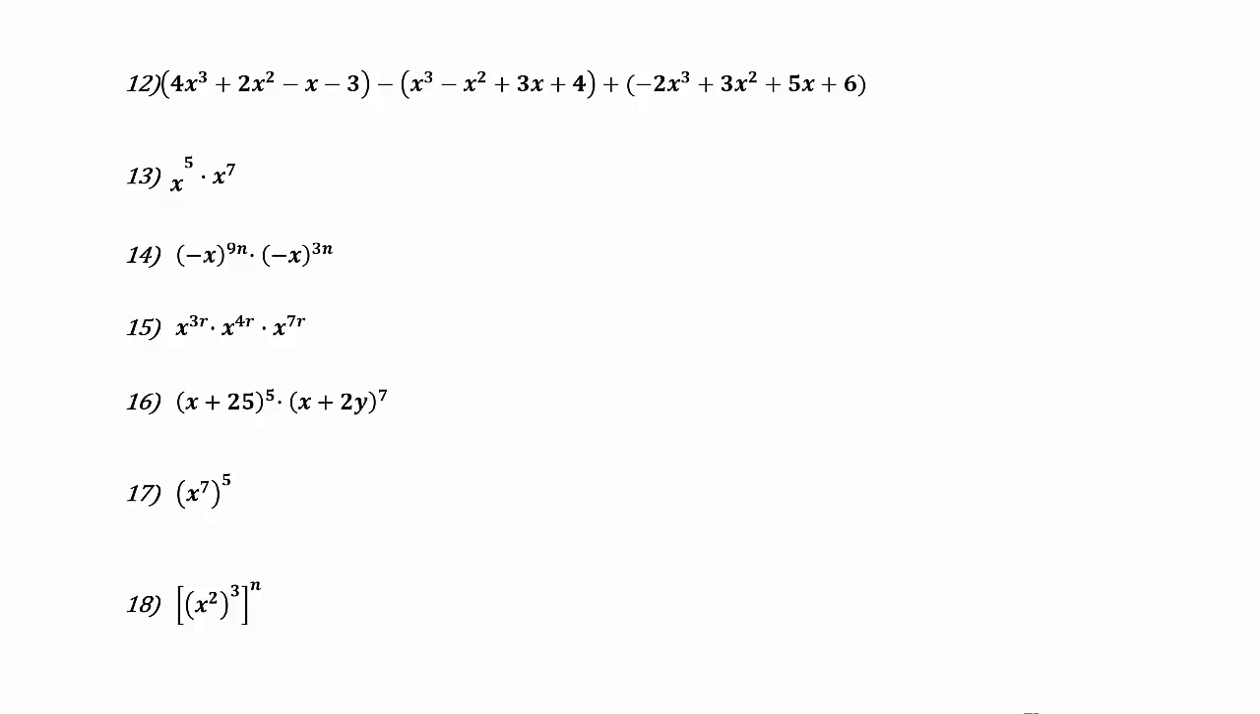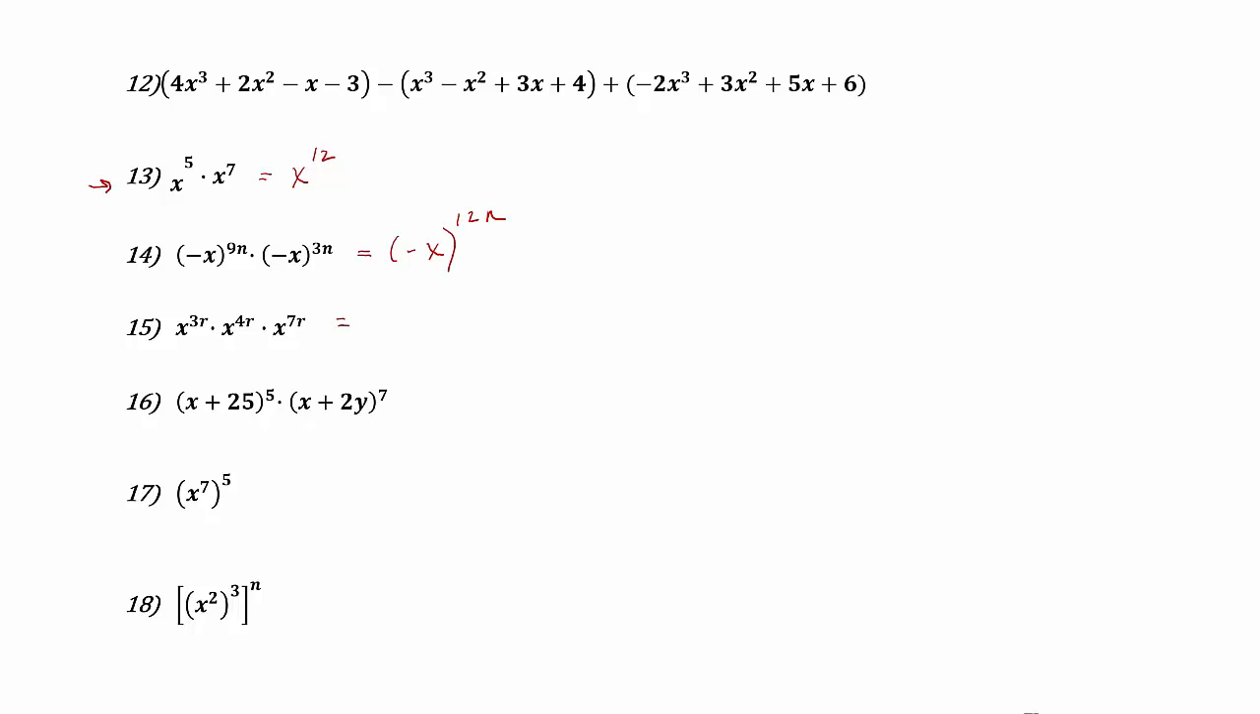For this next problem, we're multiplying, and our bases are the same. So we can say x to the 5th times x to the 7th is x to the 12th. We add our exponents. This next one, our bases are the same, so we keep our base, and we're going to add our exponents. 9n plus 3n is just like 9 apples plus 3 apples is 12 apples.